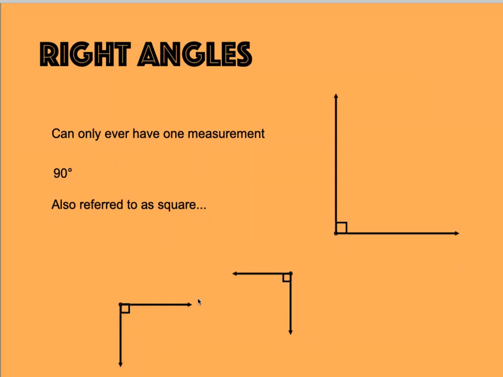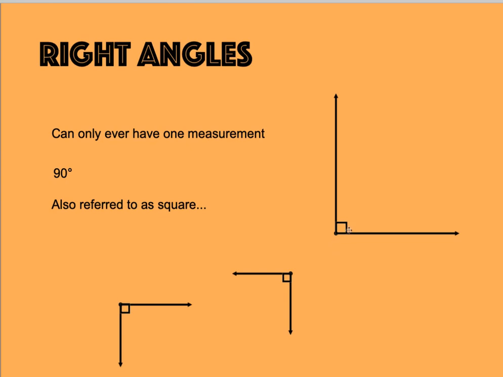Next in size, we have right angles. The right angle is very, very important in the construction industry because the right angle is what gives you the concept of level, plumb, and square. A right angle can only ever have one measurement. It has to be precisely, exactly, specifically 90 degrees.